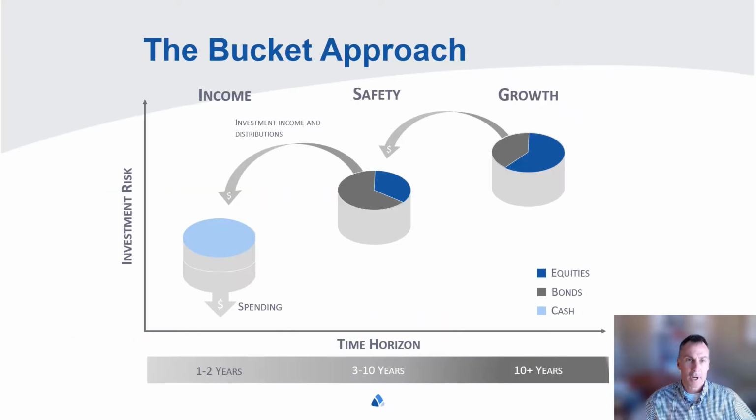In summary, the bucket approach is a framework in which you divide your portfolio into three time-based segments or buckets based on when you anticipate needing to spend the money. You're essentially aligning your time horizon with an allocation to each bucket. Each bucket has a unique and distinct time horizon, a unique purpose, and therefore different investment allocations for each of the three buckets.